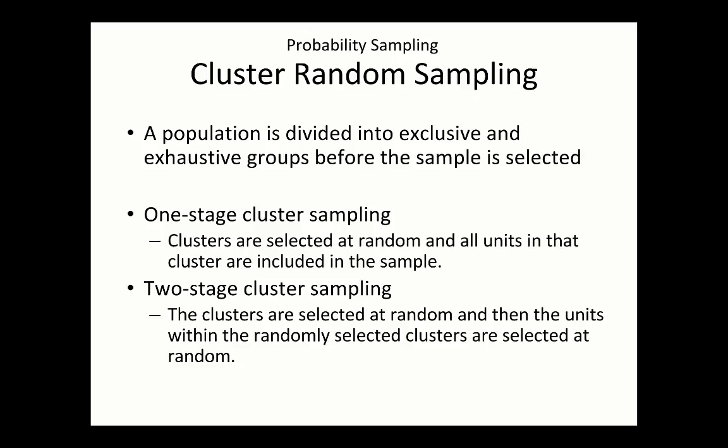For two-stage cluster sampling, the clusters are selected at random, and the units within the randomly selected clusters are selected at random. For example, if we were to randomly select 3 shifts occurring during the month, and then randomly select records from those 3 selected shifts to make up the sample, we would be carrying out a two-stage cluster random sampling.